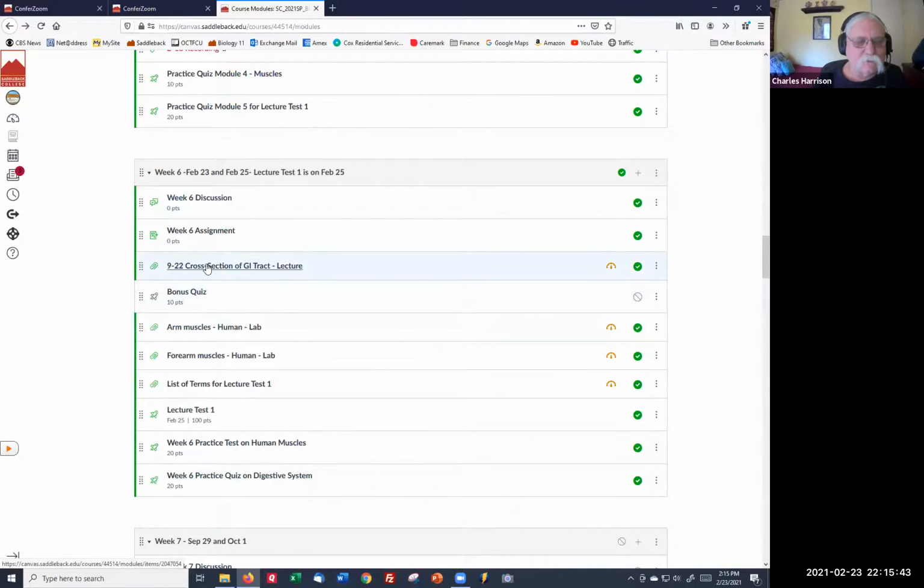So we're going to go to the cross section of the GI tract. You recall we were talking about the digestive system. We named the parts, and now I want to take a cross section. Where do I take the cross section? In the esophagus, I could. The stomach, could. But I think the small intestine is the most representative.